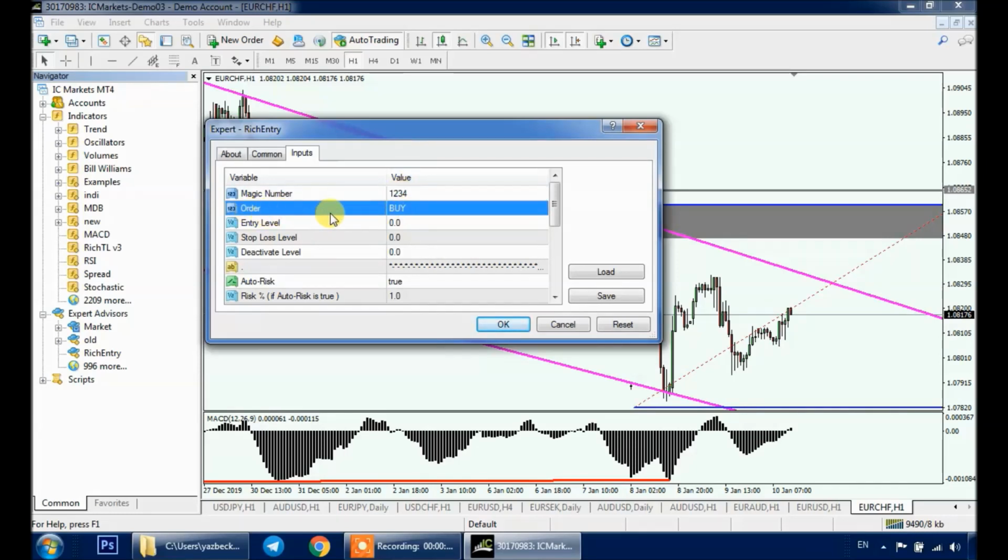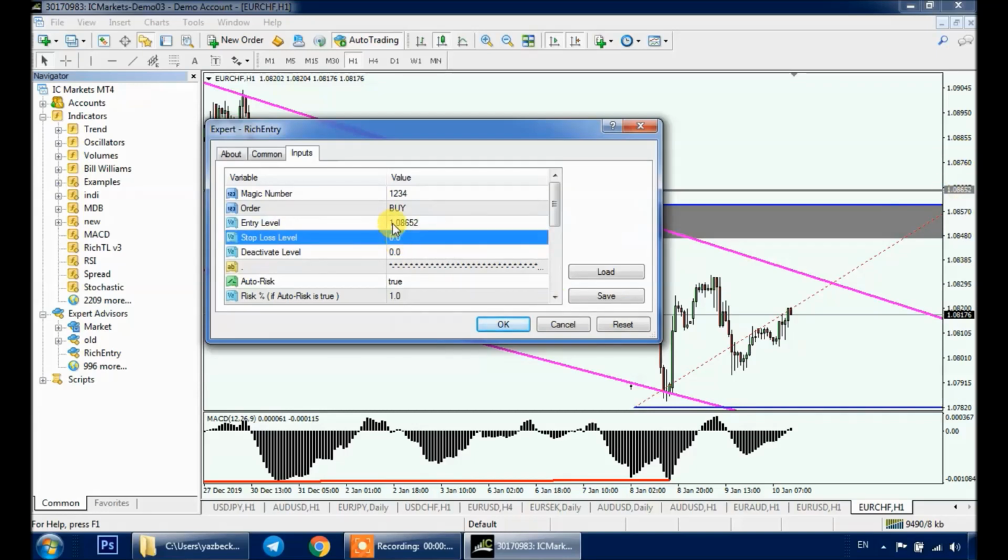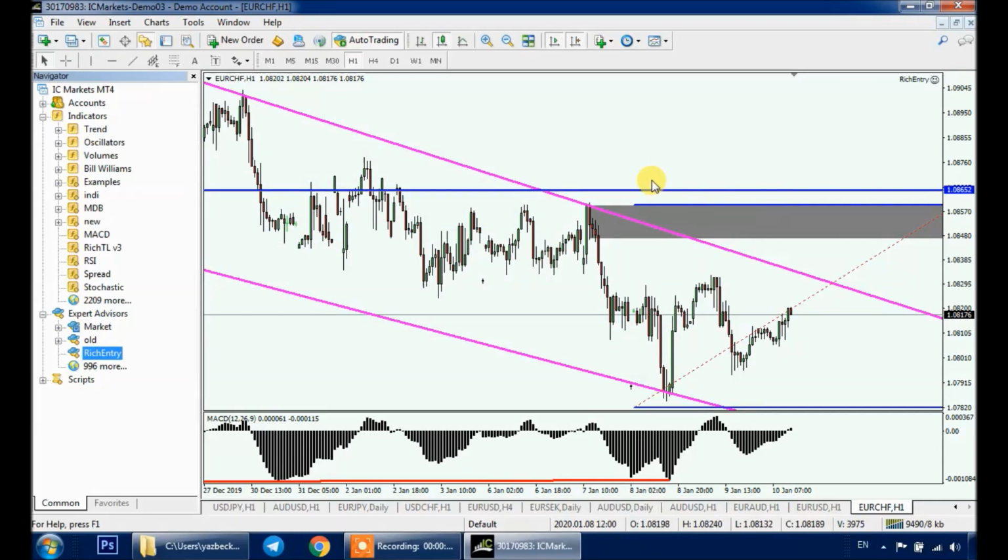Second, we have the order. We'll keep it buy in this case. We want to enter a buy after a candle close above our entry level. Our entry level is in this case 1.08652, right? Okay, so we click on OK, and as you can see, RichEntry draws a blue line for the entry. Second, we'll have our stop loss.